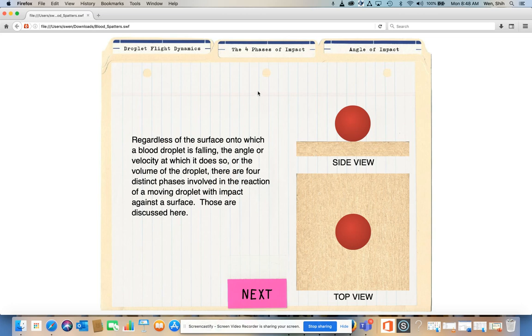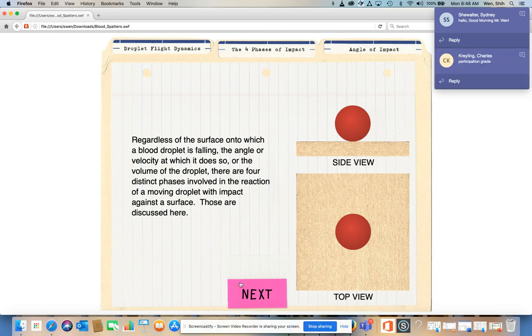So the four phases of impact is what we're going to be talking about in today's NTI lesson. Now, regardless of the surface, in terms of the angle that this particular blood droplet hits, it's always going to go through the same four phases of impact. So we're going to discuss what each one of those four phases are.